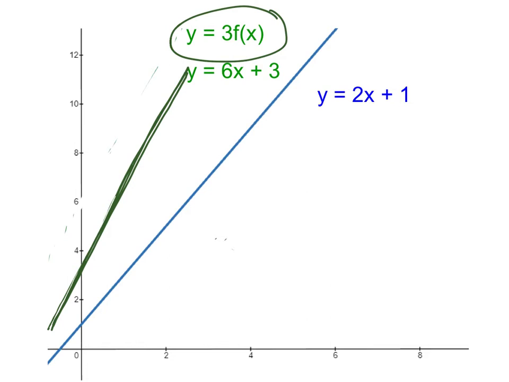Can you see that that has stretched your graph up the way again? It's taken all the points on this blue line and pulled them up a bit, okay? So that's what it's done with that. It's stretched the line up and made it a bit steeper.